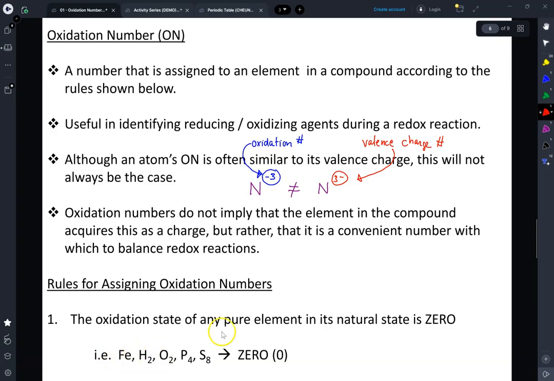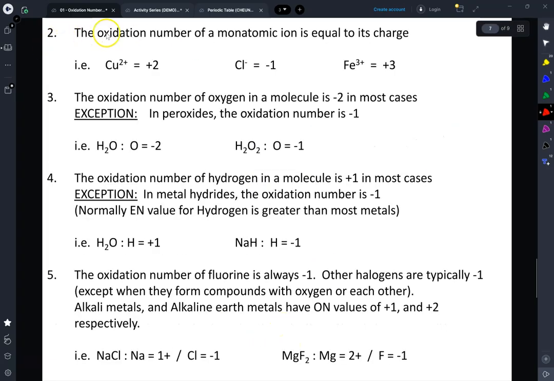So if you see an element in its pure natural state under standard conditions, its oxidation number should be 0. Rule number 2, the oxidation number of a monatomic ion is equal to its charge. So remember, if the charge is after the number, that's a valence charge. If the charge is before the number, that is its oxidation number. So in this case, the copper 2+ ion has a valence charge of 2+. As such, its oxidation number is +2. For chlorine, its valence charge number is 1-, thus its oxidation number is -1. For the iron 3+ ion, its oxidation number is +3.